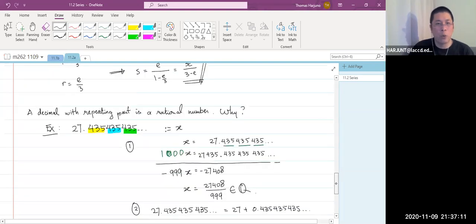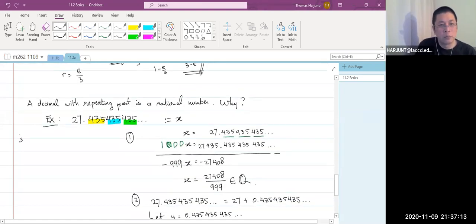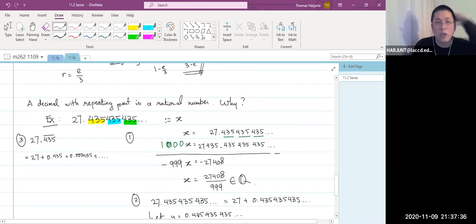Now, our textbook way to approach this problem is actually seeing it this way. This 27.435 bar can be seen as 27 plus 0.435 plus 0.000435 plus so on and so forth, in which you notice that the part from here to here you multiply by 0.001.